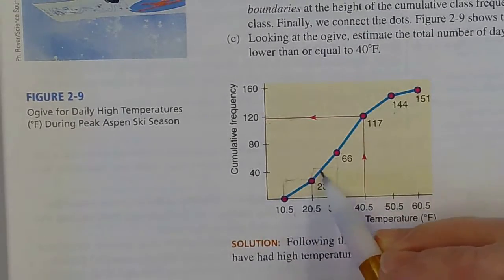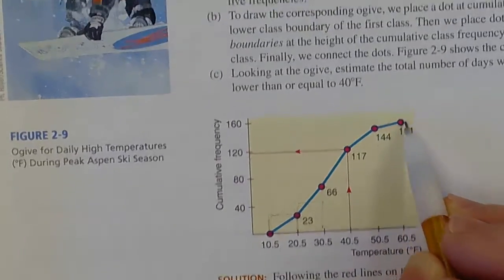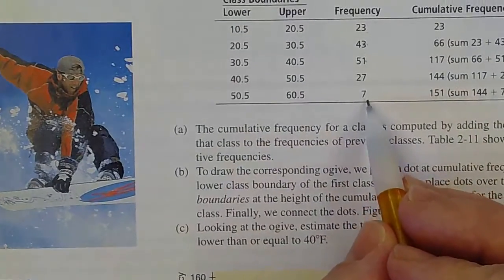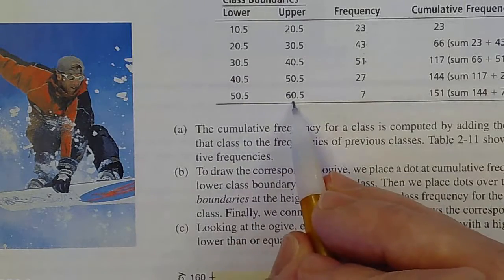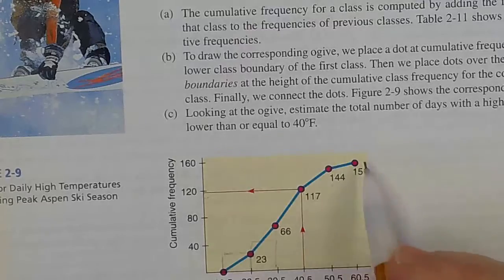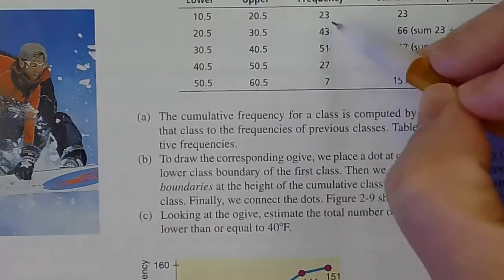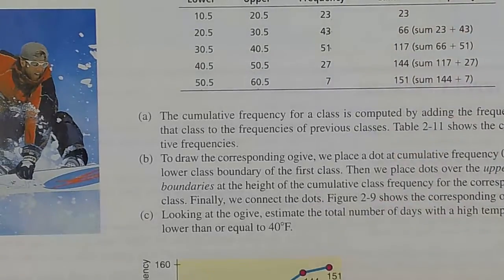It shows you the rate of change too, of what's going on. Right at the very end, there's not much change. There weren't many days between 50 and a half and 60 and a half degrees, or 51 to 60 degrees. So in the end, this last number should equal the total of 151.